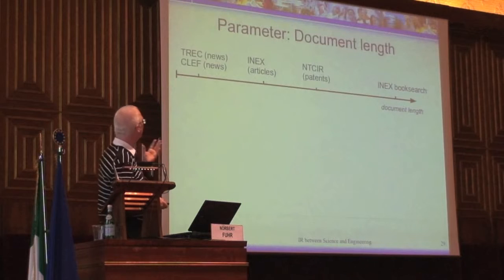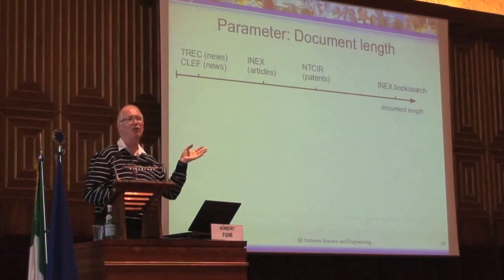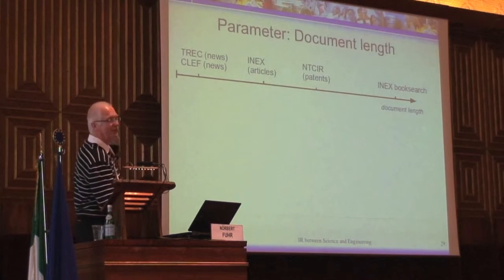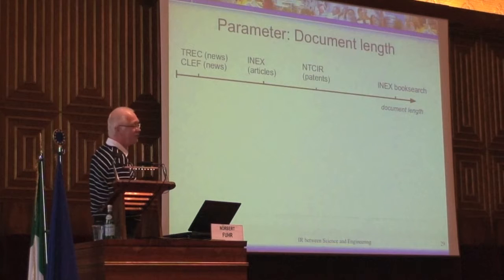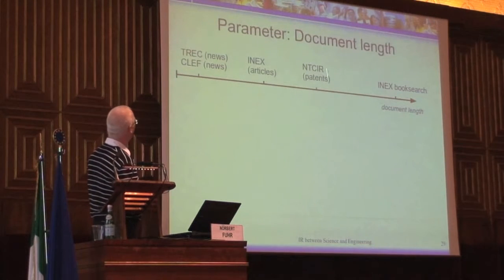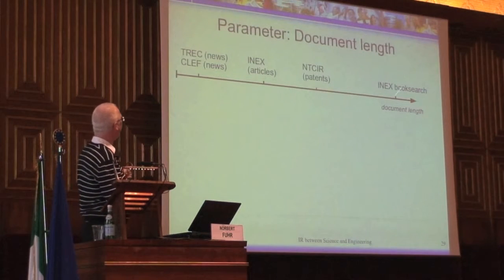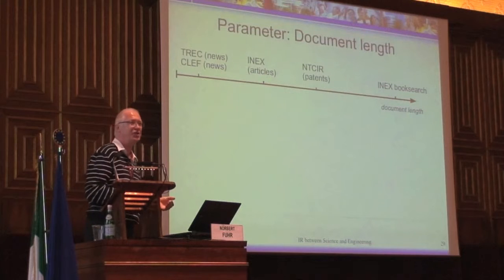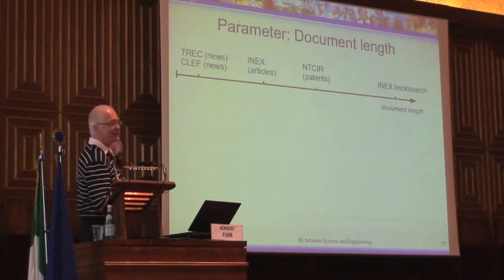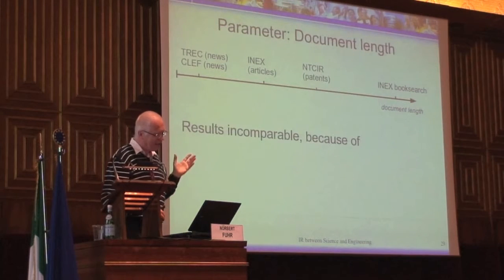Now, we might want to start and say, well, maybe for document length, we have already some knowledge. So, for example, we have short articles from TREC and CLEF, the news articles. Then in INEX, we have journal articles. We have patents, which might be even longer than journal articles. And then in INEX, we now have the book search, text searching in full books. So we have at least some observations for varying document length.